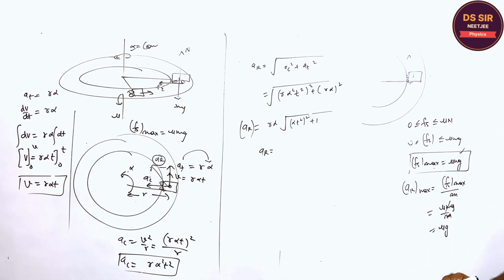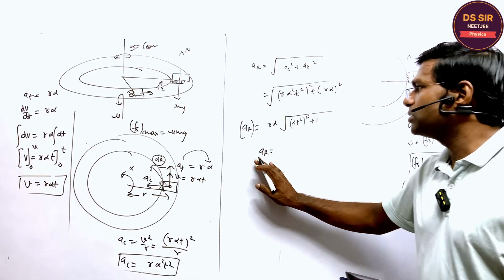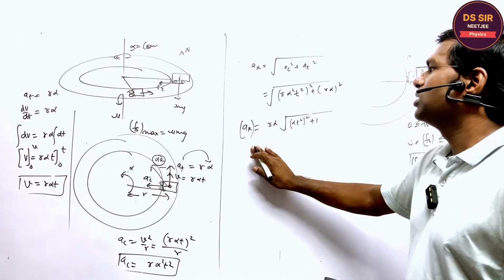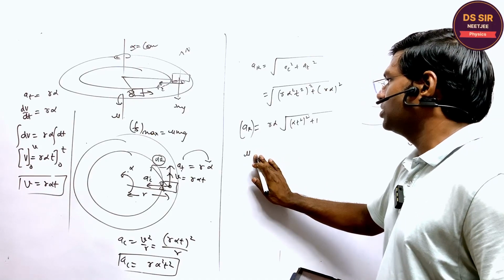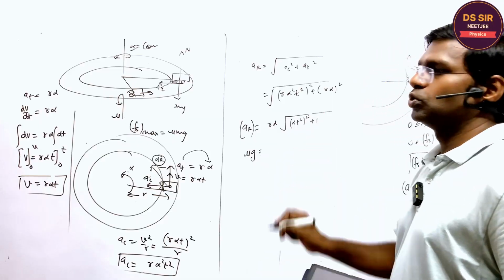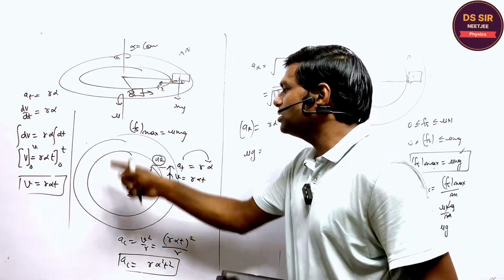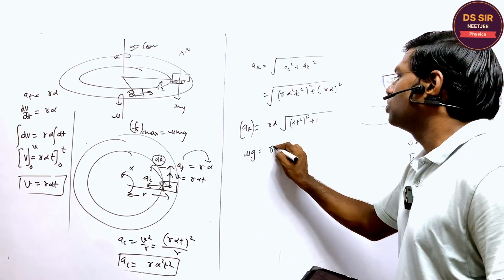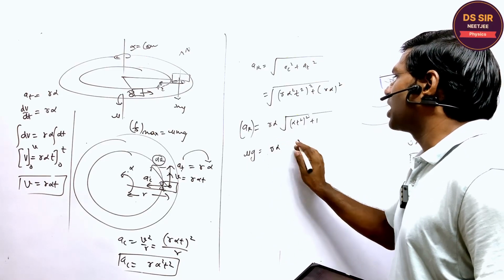You have to remember this. Do you understand or not? What may be the maximum resultant acceleration? The maximum resultant acceleration may be mu g. As the time is increasing, the resultant acceleration is increasing. This is the maximum value, so after this, the car will skid.